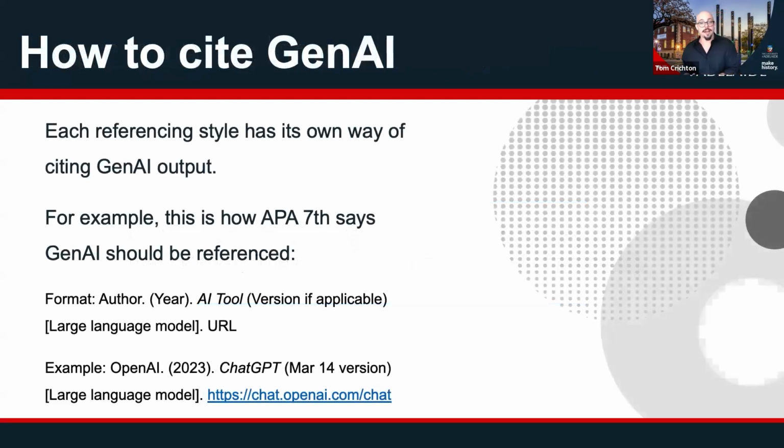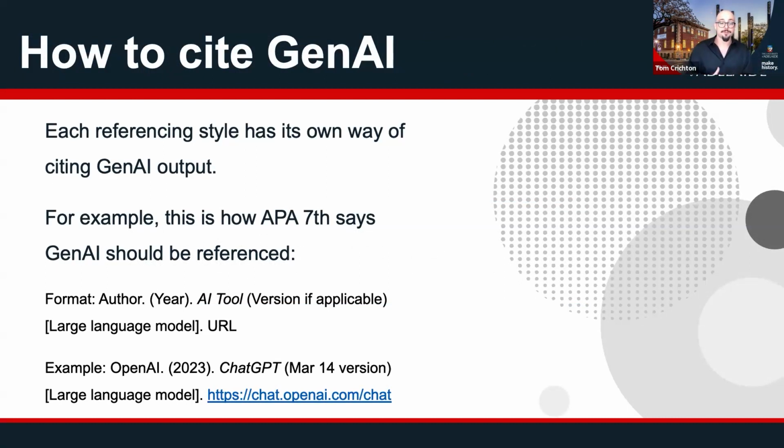Now, how do you actually cite AI? This is slightly challenging to provide advice for because it does change and different styles have different expectations. But simply put, each referencing style has its own way of citing GenAI output. So if you actually use GenAI output directly in an assignment, in order to abide by the expectations of academic integrity principles, you need to cite and acknowledge your use of AI. Each referencing style has its own way of formatting that.